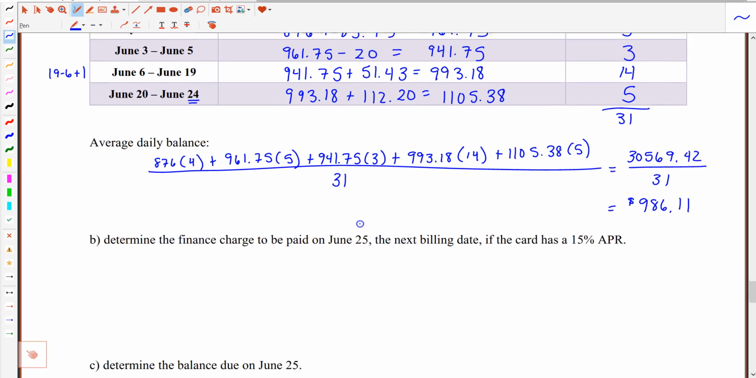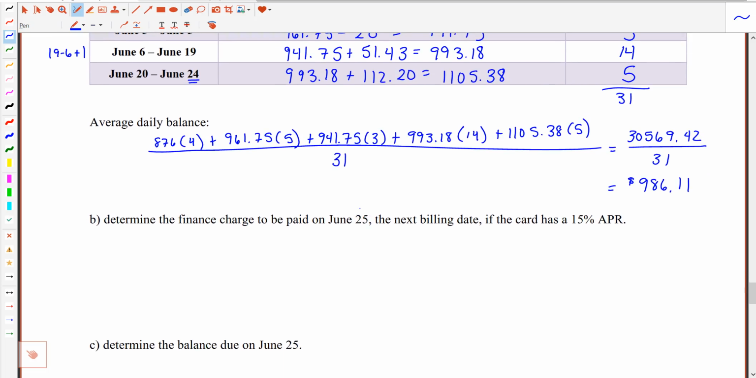Alright, so now that we have the average daily balance, we can figure out what the finance charge is going to be on June 25th, which is going to be the next billing date. They're going to charge finance charges of 15% annual percentage rate on this average daily balance. So the finance charge will be the principal times the rate times the time. And in this case, the principal is going to be my average daily balance, or the 986.11.